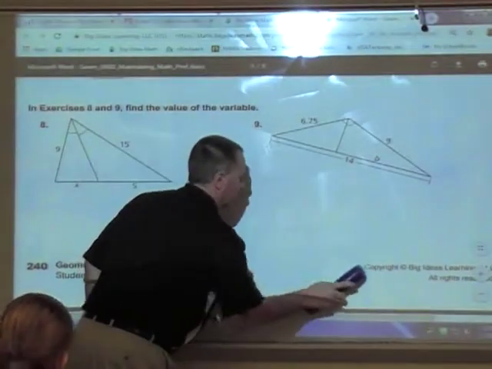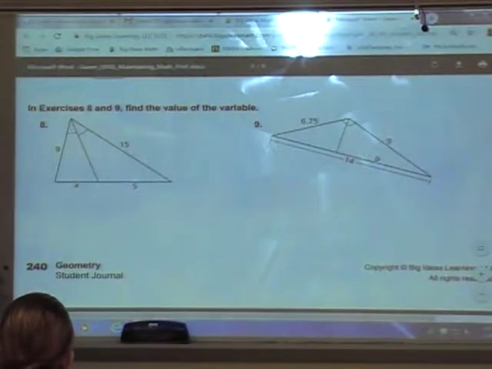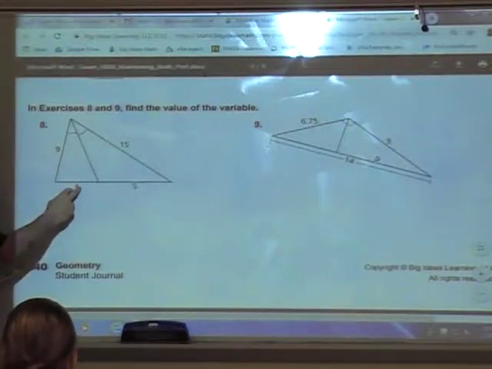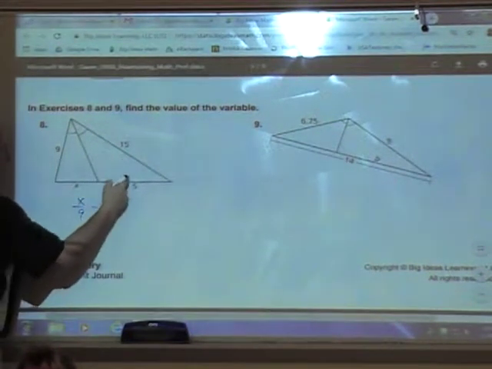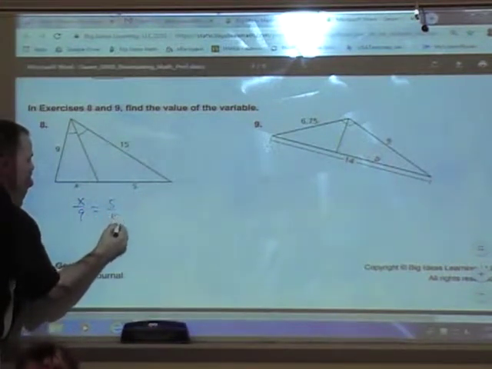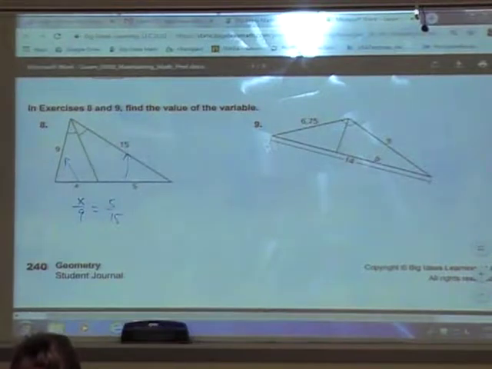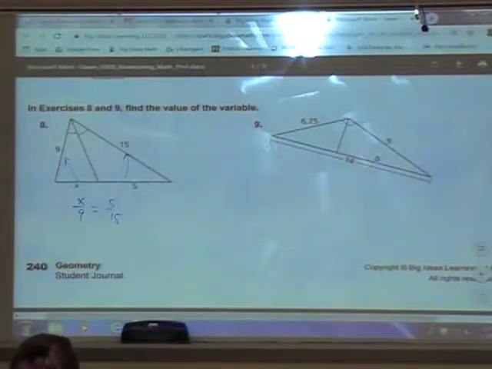The bisectors. Let's see if you can set up these proportionally. Okay, so you have the angle bisector. So this leg is to the long side. X is to 9 as 5 is to 15. So this is how you set these up. You could flip them upside down if you wanted to. So what do you get? Number 9 is going to be the hard one. So let's do this one. Everybody cross multiply this one. Yeah, what do you get?